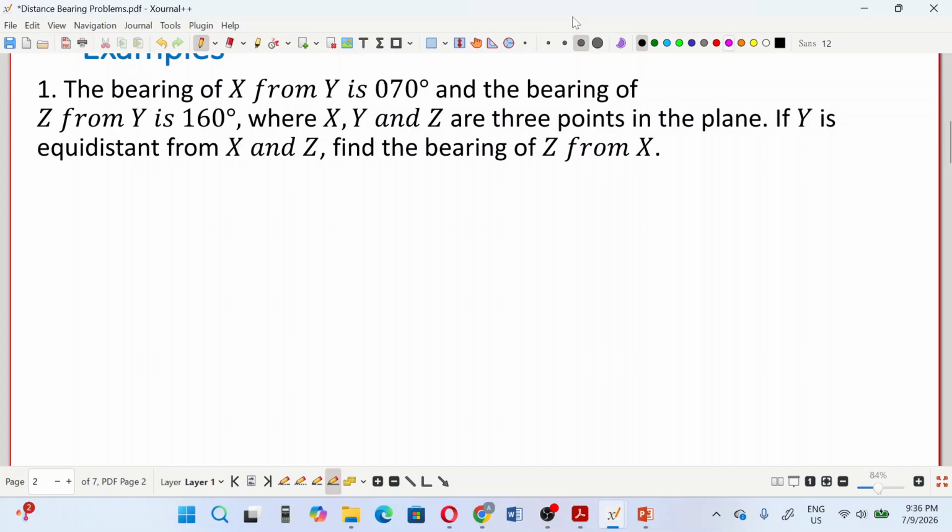Right, so we will begin with the first statement. It says the bearing of x from y is, and as I always say, the position that comes after the word "from" is where you begin from. So x from y is 70 degrees, meaning our first position is y, right? So that's step 1. Step 1 says draw a rough diagram. So the first thing we need to do is to draw a rough diagram.